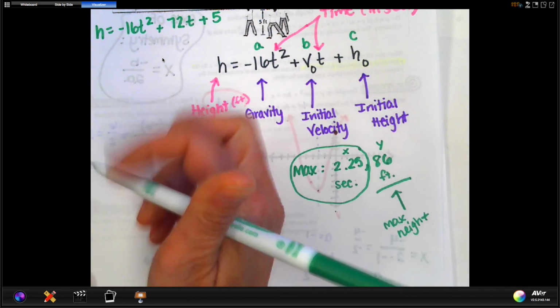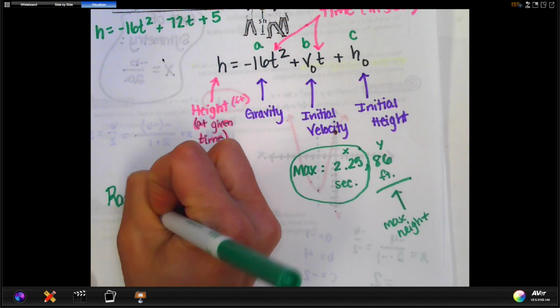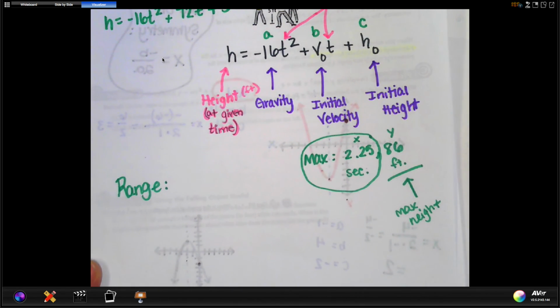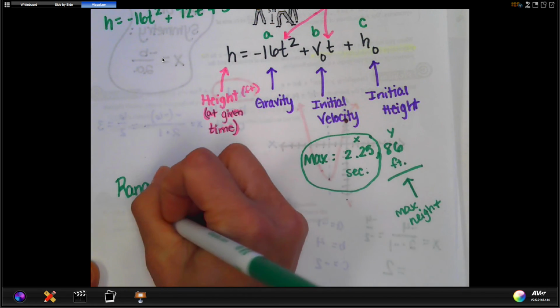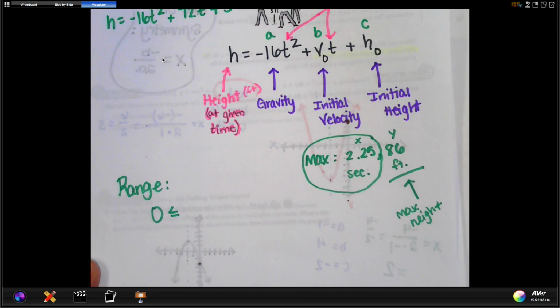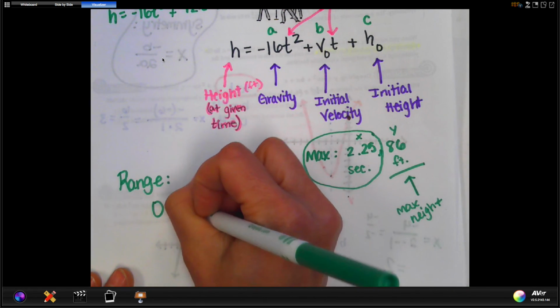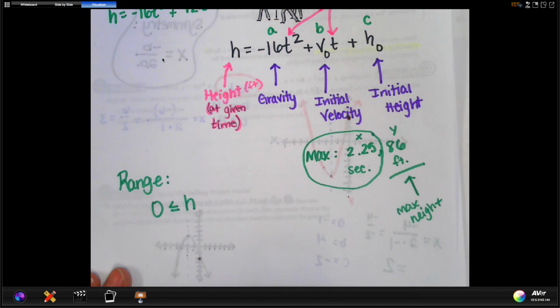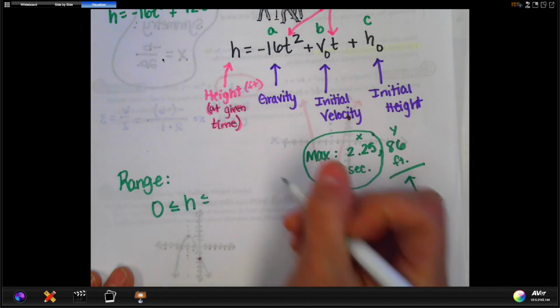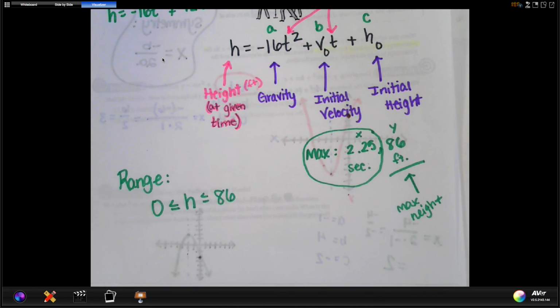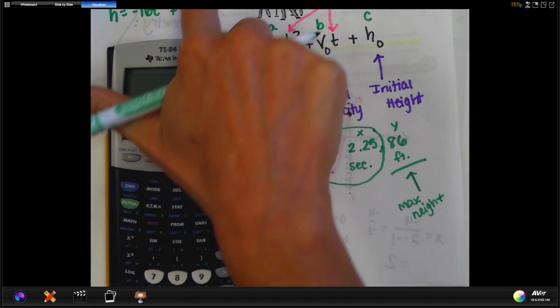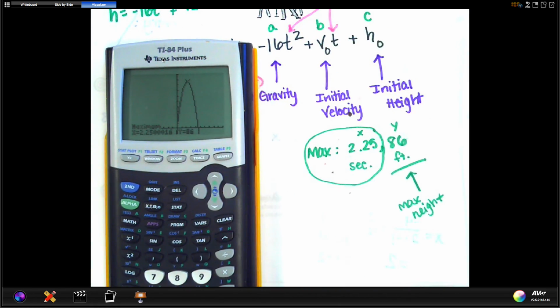86. So, our range, we want to write it as an inequality. How would I write it? What's the minimum? 0 is less than or equal to our h, because that's what we're using for height, right? Which is less than or equal to what? 86. Okay. And they gave us the information that it's caught at 35 feet. So does it actually ever hit the ground?